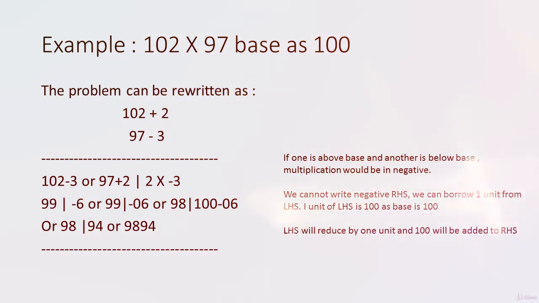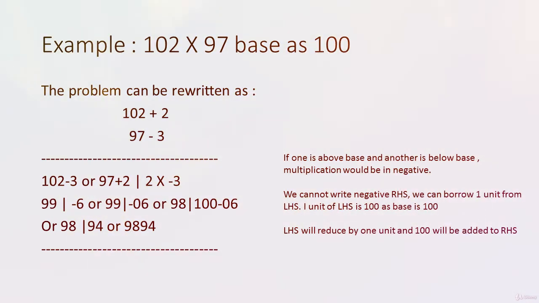Next example, 102 multiplied by 97 with a base of 100. We can notice over here that one number is above the base 100 and another number is below the base 100. 102 is 2 in excess of the base, so it will be written as 100 plus 2. And 97 is 3 short of the base, and it will be written as 97 minus 3.